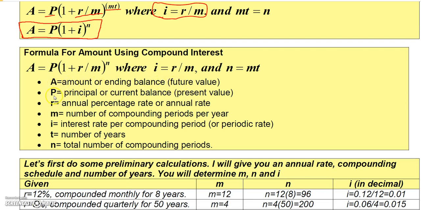So A is the amount or future value, P is your principal or present value, R is your annual percentage rate, again in decimal, M is the number of compounding periods per year, and I is your interest rate per compounding period. That's what you get when you divide R by M. T is the number of years, and N is the total number of compounding periods. So if you're compounding, say, 30 years and you're compounding quarterly, N would simply be 4 times 30, which is 120.